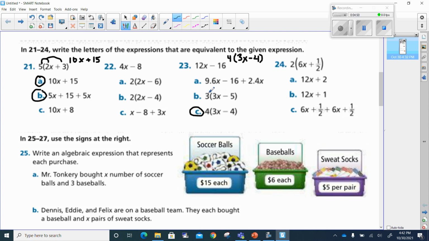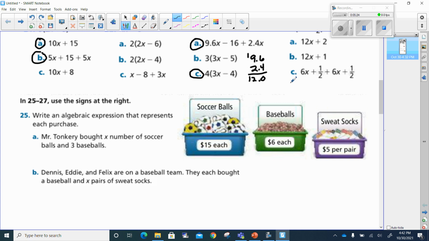I know this won't because this would be 3 times 3x, which would be 9x, and I need 12x. And this one says 9.6 plus 2.4. I got my negative 16 here, so if these add up to 12x, that should work. Let's see, 9.6 plus 2.4. That's a 0, carry the 1. That'll give me 12. My decimal comes down. Yes, that's perfect. So A will also work.